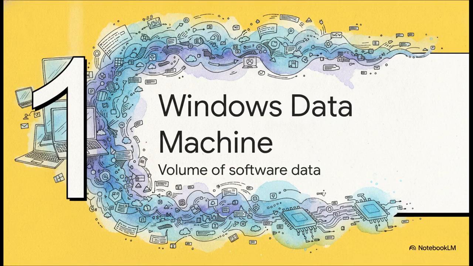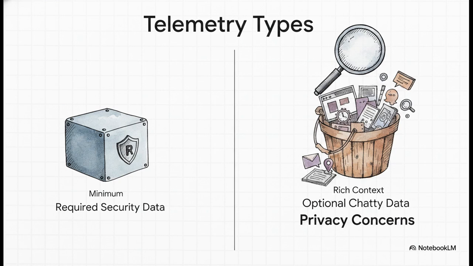Section 1. The Windows data machine. There is a really fascinating tension to explore here. Microsoft frames its data collection heavily around security and reliability, and they basically divide telemetry into 2 buckets. First, you have required diagnostic data, which is just the baseline minimum needed to keep devices secure and functioning. But then there's optional data, which grabs much richer context, including things like your usage patterns and even website activity for certain components. Microsoft argues this is absolutely crucial to identify and fix failures.